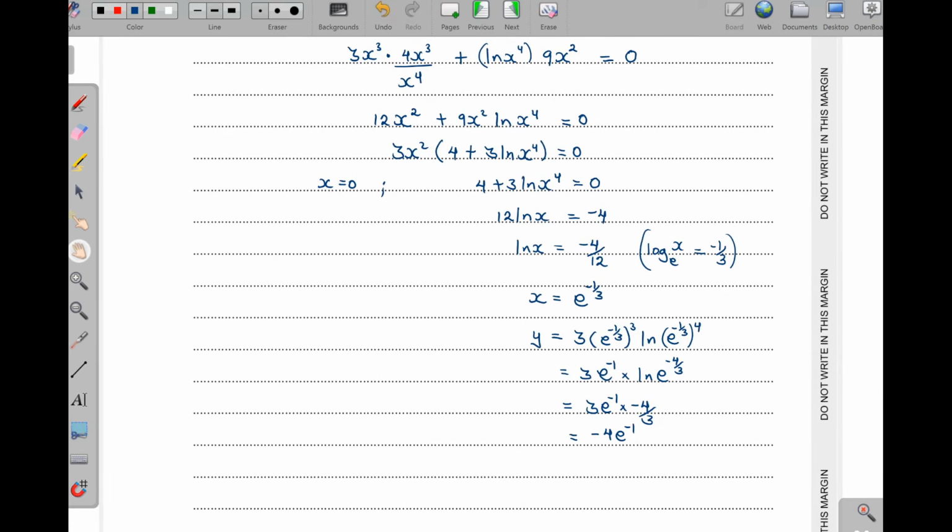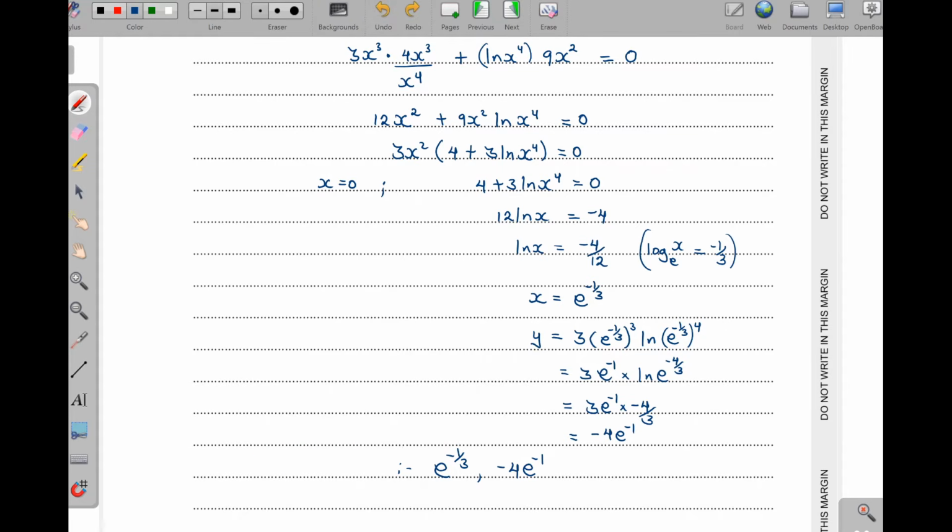So I can write my coordinates as e to the power of negative a third, then negative 4e to the power of negative 1. You can even write this one as 1 over the cube root of e, then this one as negative 4 over e. You see?